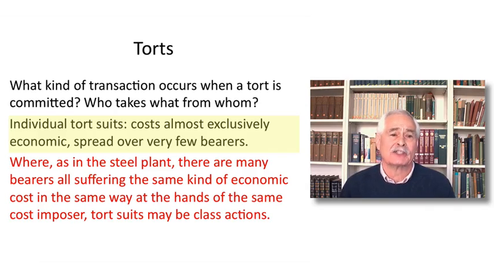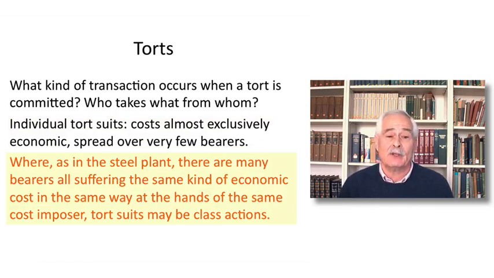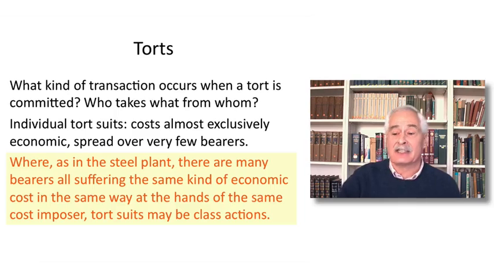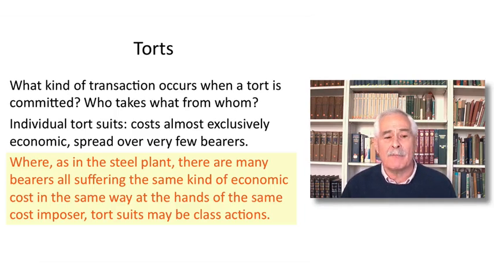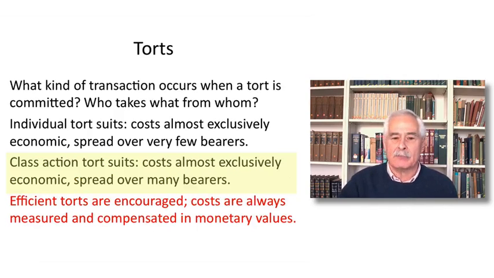But we've also seen the class action alternative, where, as in the steel plant example, there are many bearers all suffering the same kind of economic cost in the same way at the hands of the same cost imposers. Tort suits may be litigated as class actions that amalgamate the claims of all of the many cost bearers into a single legal proceeding at which the liability of the plant, of the cost imposer, is established, and a single sum of damages representing the sum of all of the individual damages of members of the class are awarded as a liability price. So class action suits deal with almost exclusively economic costs that can be reduced to market values. And in this case, these costs are spread over many cost bearers.